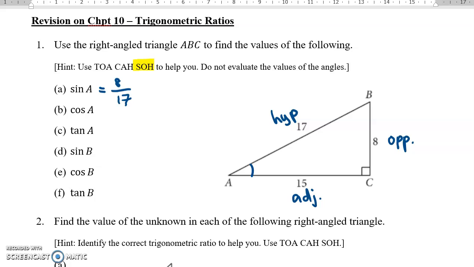To find sine of angle A, we need to take the opposite over the hypotenuse, which is 8 over 17. To find the value of cosine A, we need to take the adjacent over the hypotenuse, which is 15 over 17. And to find the tangent of angle A, it will be the opposite over the adjacent, which is 8 over 15.